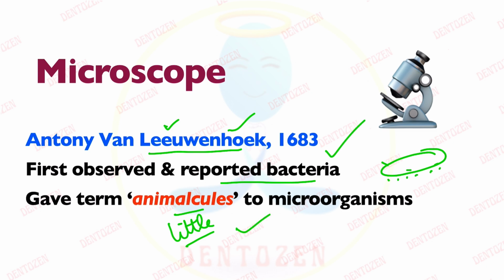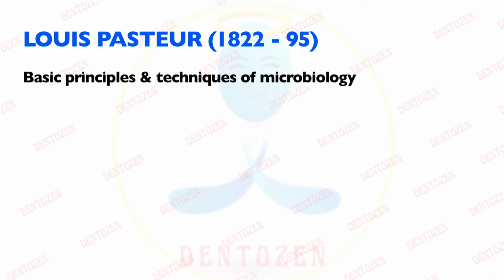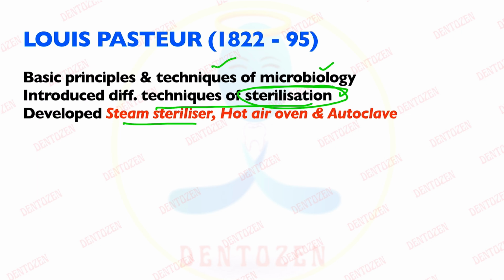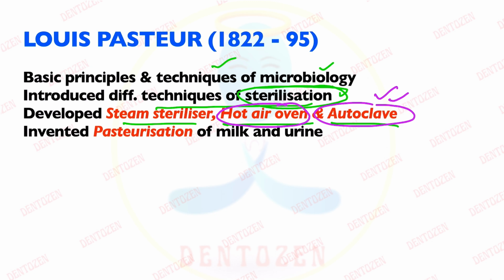Now microbiology as a science was developed by another important person, that is Louis Pasteur. He evolved the basic principles and techniques of microbiology, introduced different techniques of sterilization. Sterilization is the method by which any area is made free of bacteria. So he developed steam sterilizer, hot air oven, autoclave, which are different methods of sterilization, out of which hot air oven and autoclave are two important long questions in microbiology, which we are going to discuss in detail in our next videos. He also invented pasteurization of milk and urine.